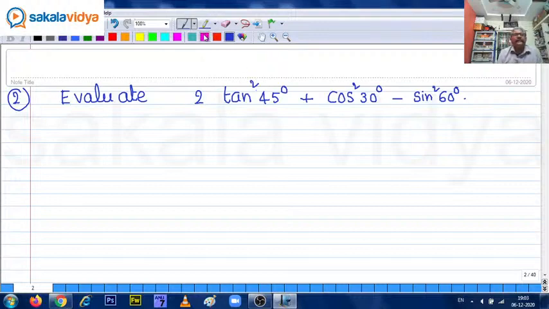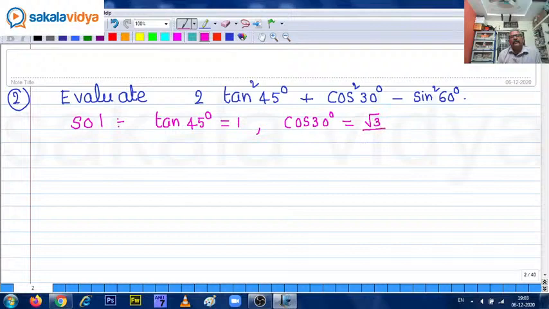Okay, first let us write the solution. Tan 45 degrees is equal to cot 45, so it is 1. Cos 30 is equal to root 3 by 2, whose value is the same as sin 60 degrees. Very good, good try.